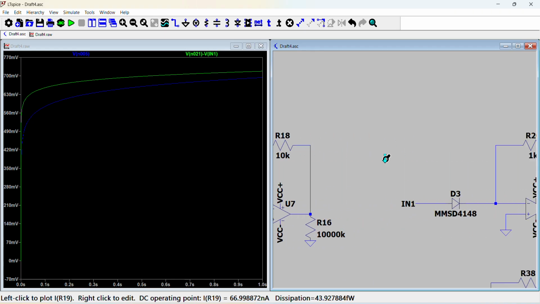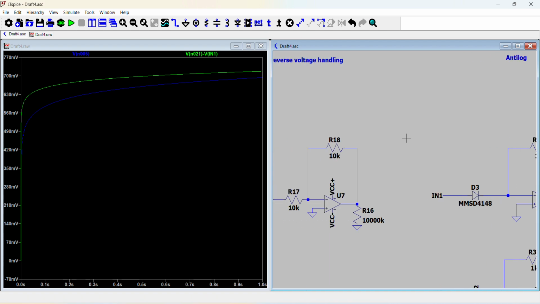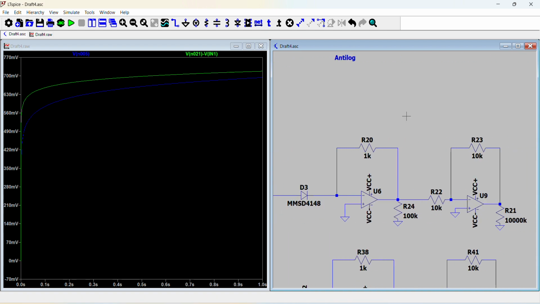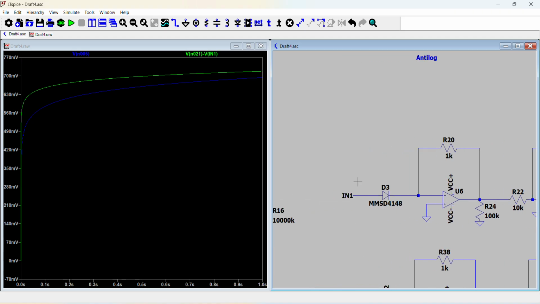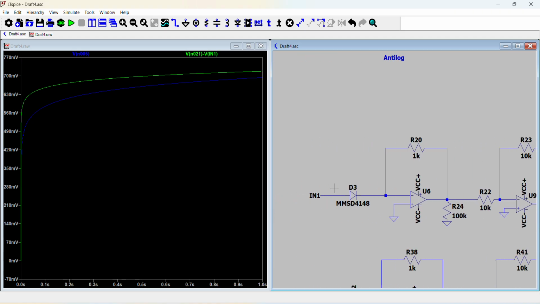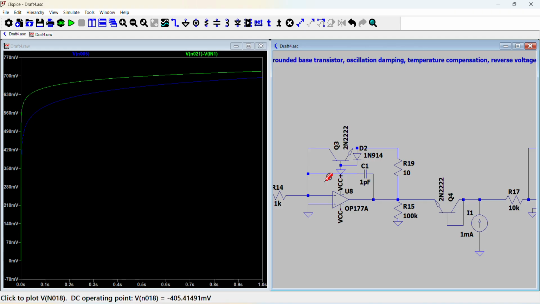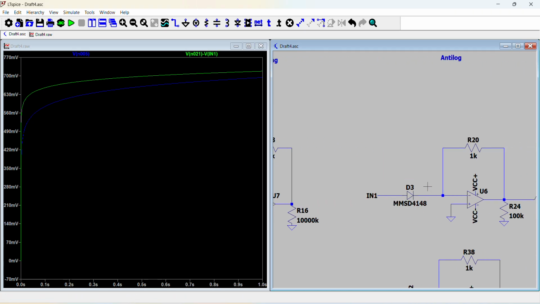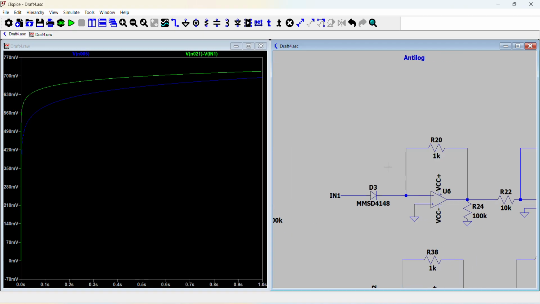And yeah, so lastly, before we move on to multiplication, I want to talk about antilogs. An antilog is very simple. It's just when you swap the position of the diode compared to the resistor, so the diode is connected in series and the resistor is connected in feedback. That creates an antilog effect, or close to e to the power x. Again, it's not going to be exact because the Shockley diode equation has a lot of these other factors in it.